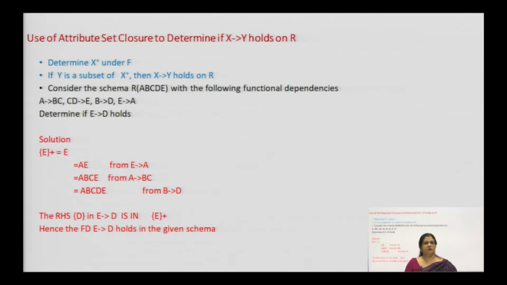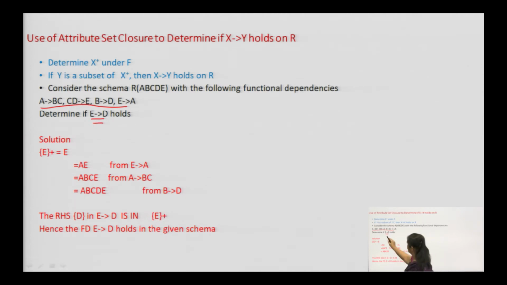Now let us take up use of attribute set closure to determine if X to Y holds on R, where X to Y is any FD which is not given in the given set of FDs. In this case, we will determine the closure of X, and then if Y is a subset of the closure of X, then we will say that X to Y holds. Given R and the set of functional dependencies over here, we have to determine if E to D holds.